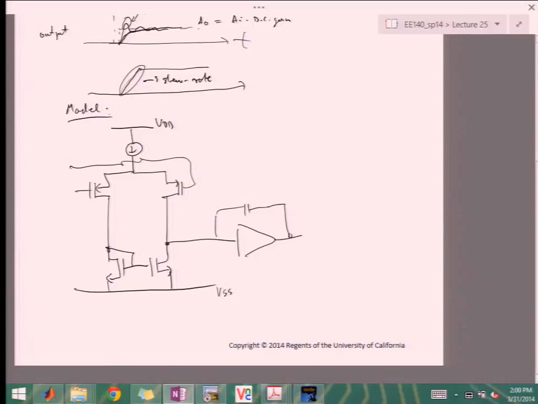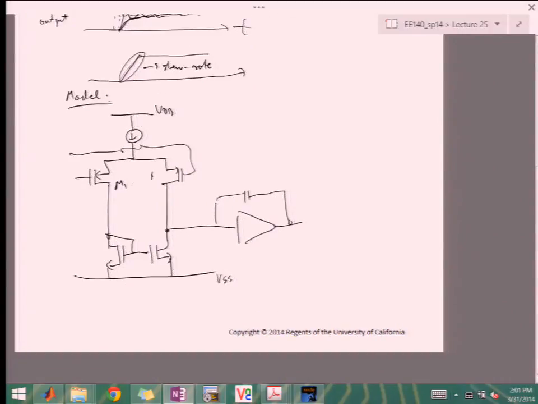I'm drawing here just the model, the essential thing. So these will be our input pair transistors, M1, M2. These are the mirror transistors, and then this is our first stage. This is our second stage. We had M5 and M6 here, right? And around the second stage, we had this compensation capacitance C. That's essentially our op-amp model.